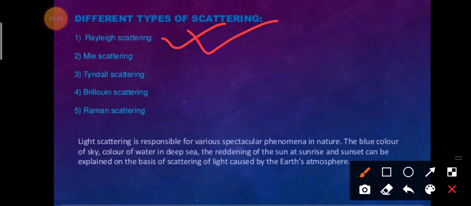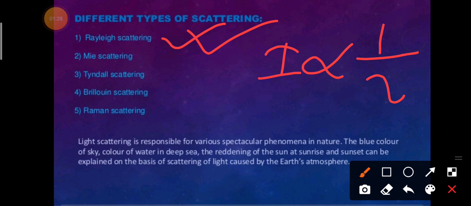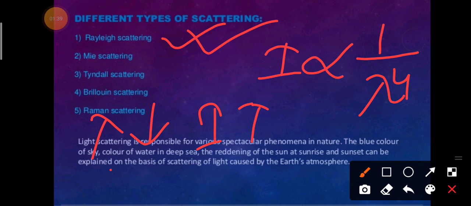So what is Rayleigh scattering? Rayleigh was the first scientist who gave a relationship between the wavelength of light and the intensity of scattered light. He said that the intensity of scattered light is inversely proportional to the fourth power of the wavelength of light. So if you decrease the wavelength of light, then the light will scatter more, and if you increase the wavelength of light, then light will scatter least.